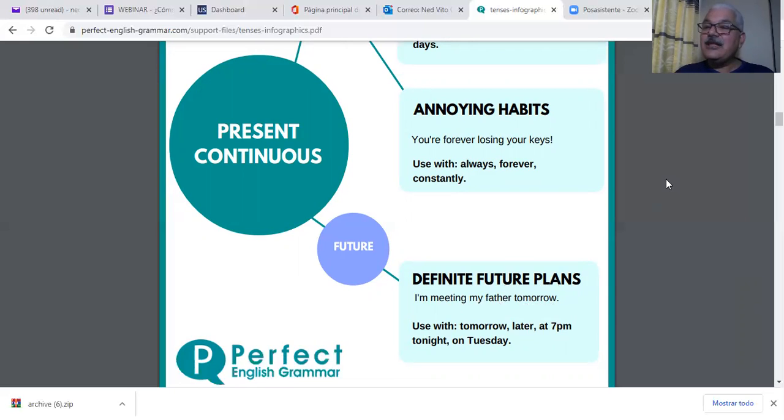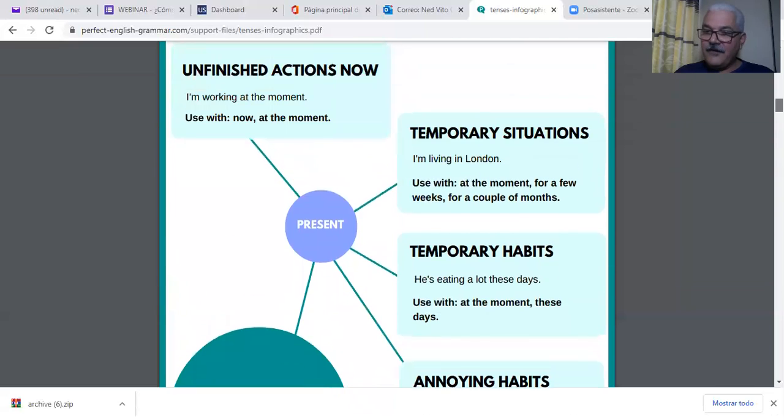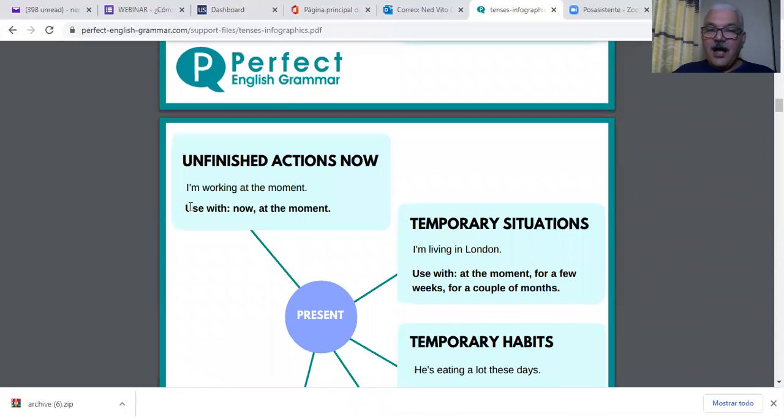But notice that we can use different phrases with these expressions. For instance, I am working at the moment, but I can say I am working now because it's right now. We can say in this case, I am living in London at the moment. I am living in London for a few weeks. I am living in London for a couple of months. So notice that I could also use these expressions to specify the time in which the action is happening.